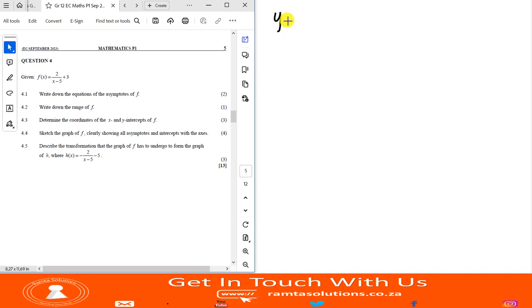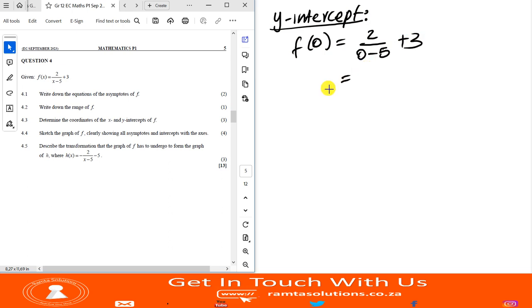And then let's look for the y-intercept. In fact, there will be only one y-intercept. So for the y-intercept, where there's x, I put 0. So f of 0 is 2 over 0 minus 5, plus 3. You guys have calculators. Take your calculator and tell us what the answer is. I see 13 over 5. Yeah, 13 over 5, right?